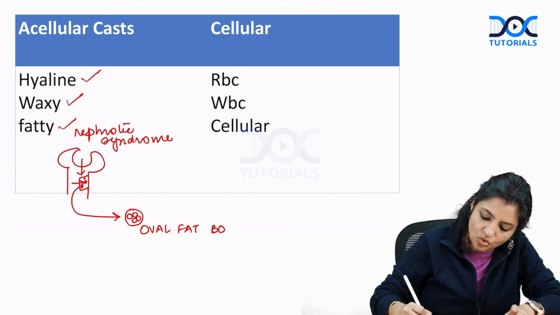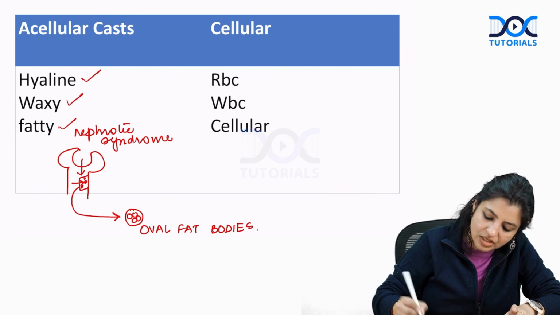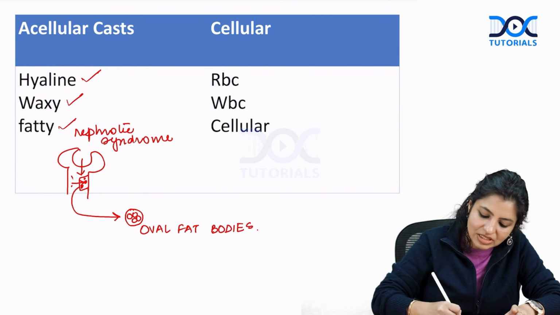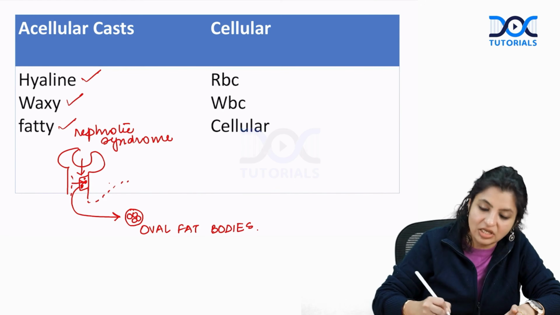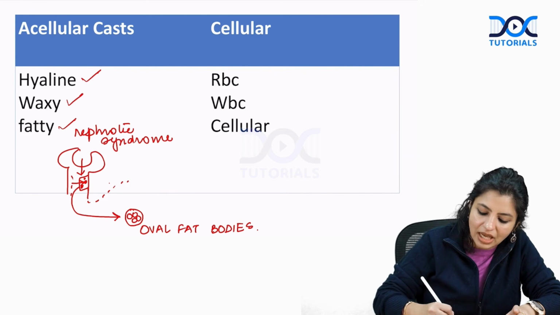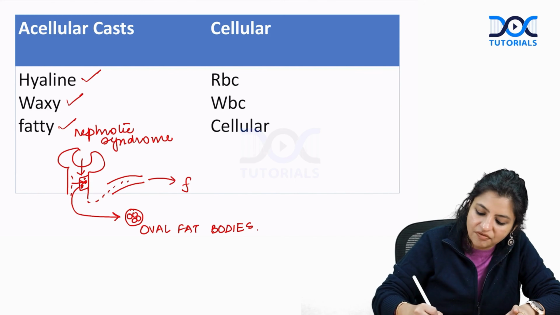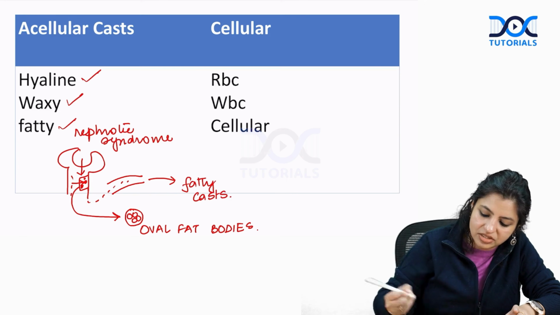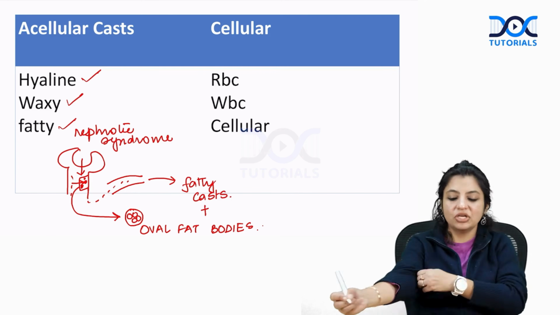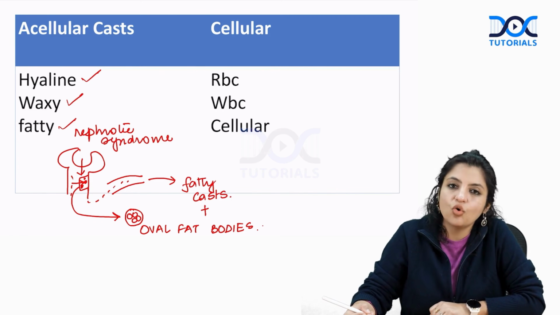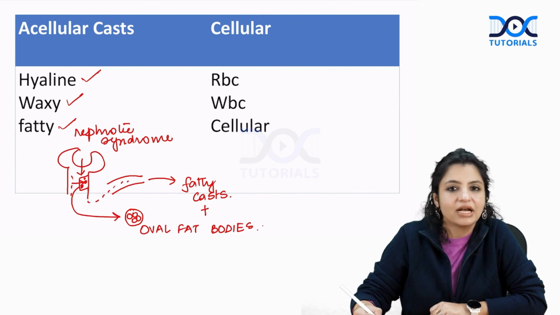These are what are called oval fat bodies. Or the lipid is getting secreted, and it can get trapped in the Tamm-Horsfall protein and come out as fatty casts. So in patients with nephrotic syndrome, we can have oval fat bodies and fatty casts.